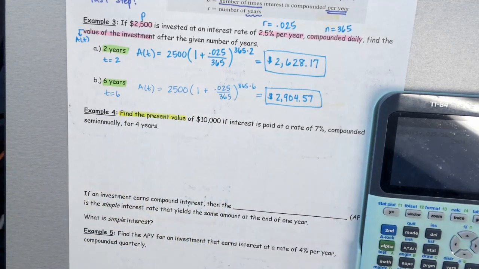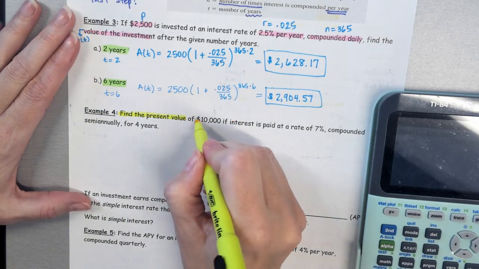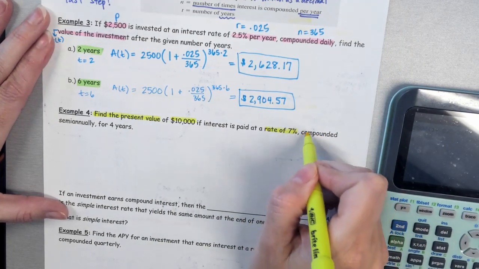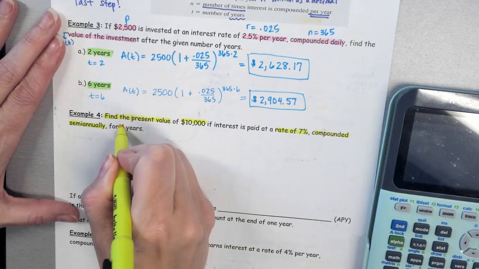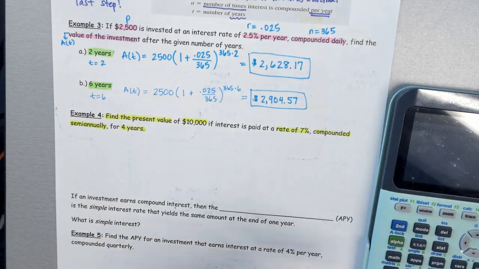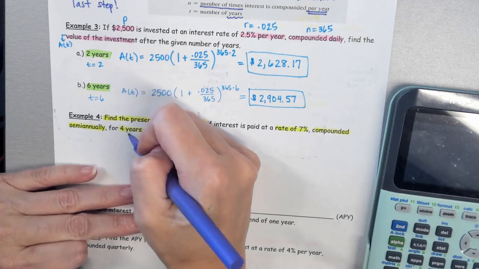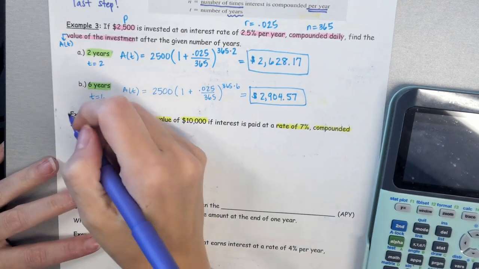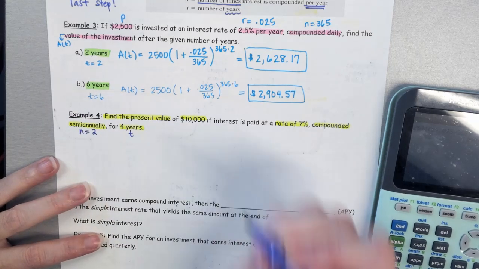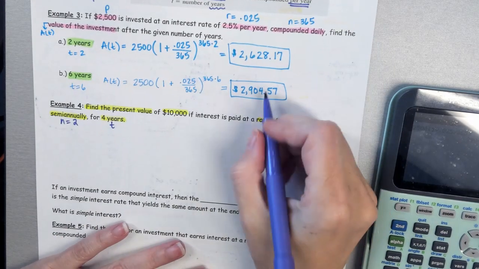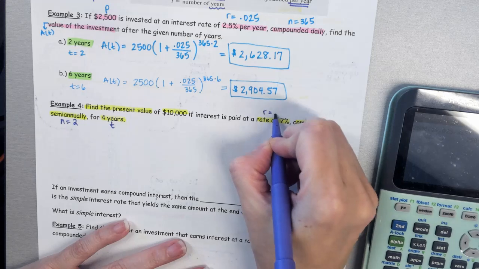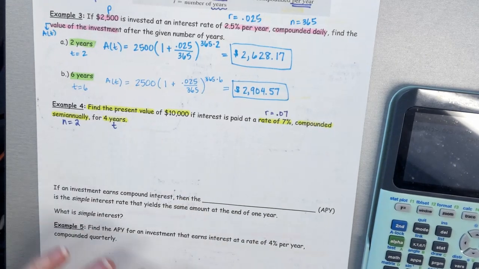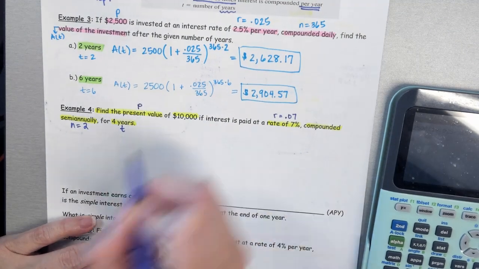So this one says find the present value of $10,000 if interest is paid at a rate of 7% compounded semi-annually for 4 years. So right away I see the years, I know that's going to be my T. Semi-annually is how many times? Twice, so that's going to be your value of N. The rate of 7% means R is going to be 0.07. Now it says find the present value, so that means you're going to find the P value.